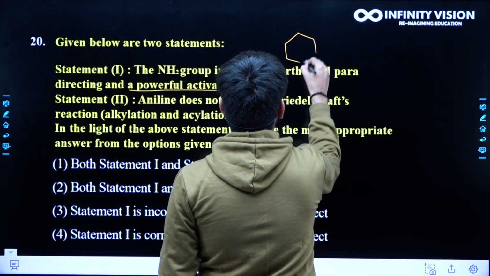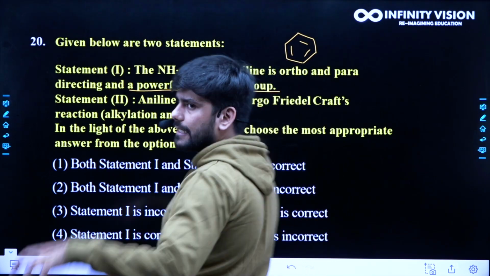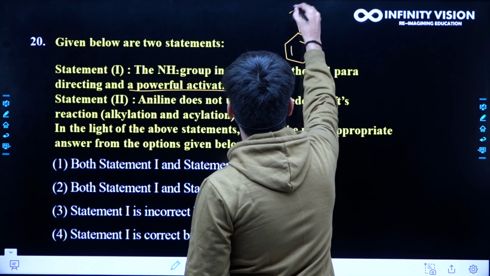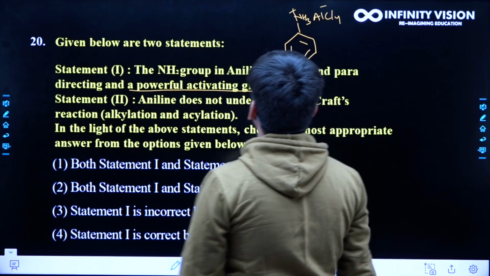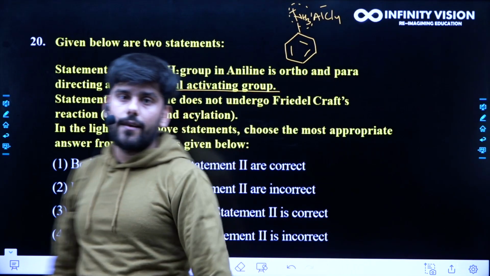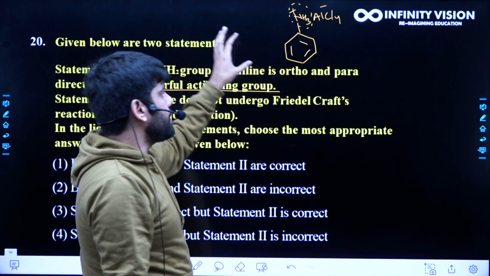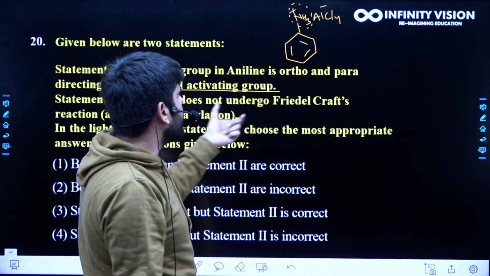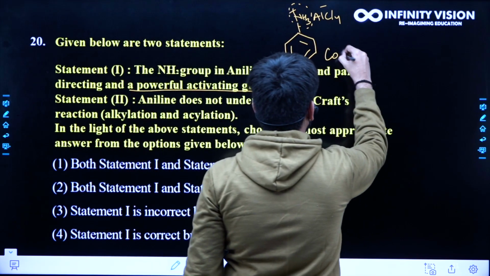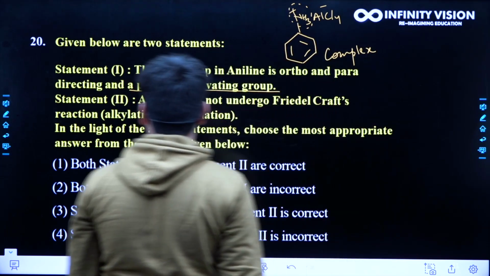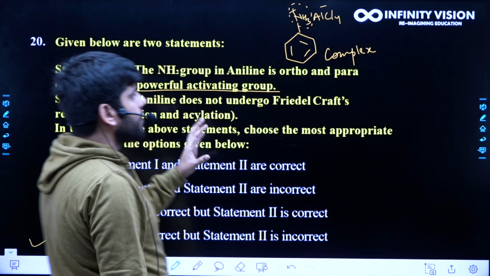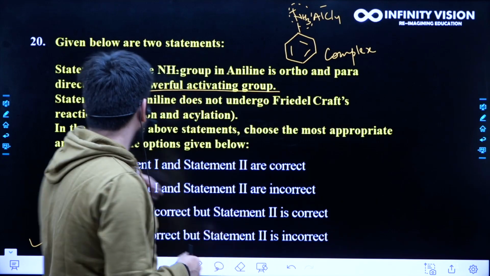Why? Because there is a complex formation. Aniline acts as a base, AlCl3, we know it's a Lewis acid. So there is a complex formation of the salt. Right? So this type of salt, and because of the positive charge on N, it becomes a deactivating group. So yes, aniline does not undergo Friedel-Crafts reaction, right? Because of a complex formation. So this type of complex is formed. So statement number 1 is correct, but statement number 2 is incorrect. I hope the question is clear to you. Let us move to the next question.